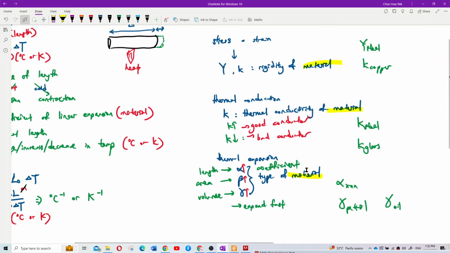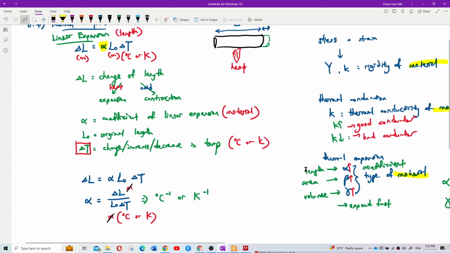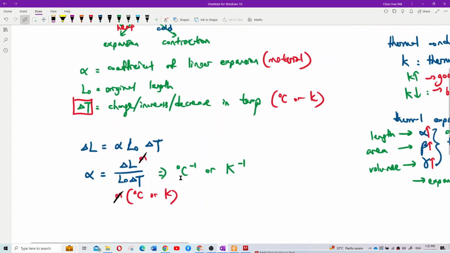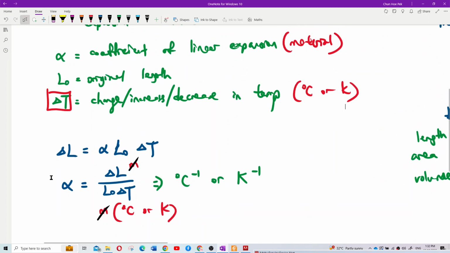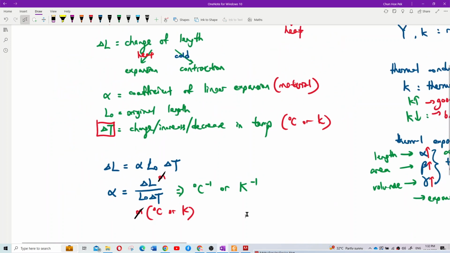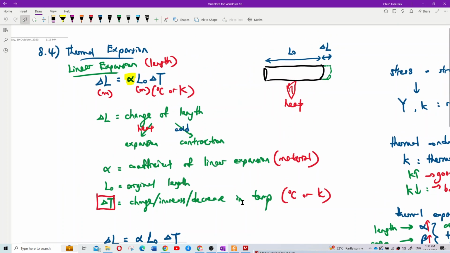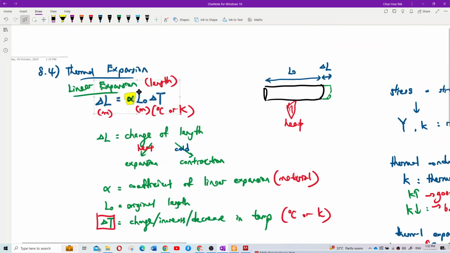Okay, what else? I will explain a bit more about alpha later, about what the meaning of alpha actually is. I will explain more based on this formula. Not now. Now I want to explain what this formula actually means: delta L equal to alpha L naught delta T. What is meant by this?